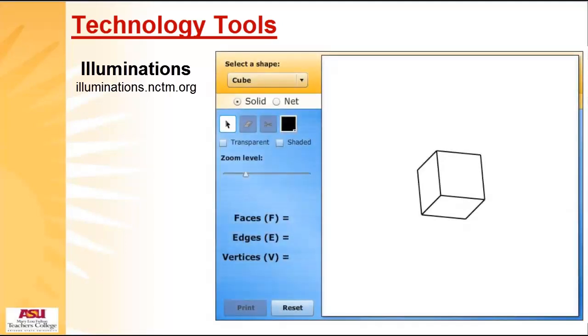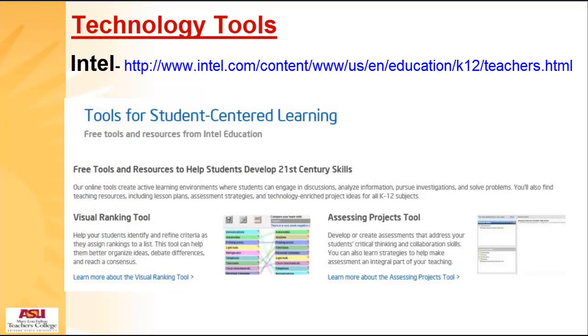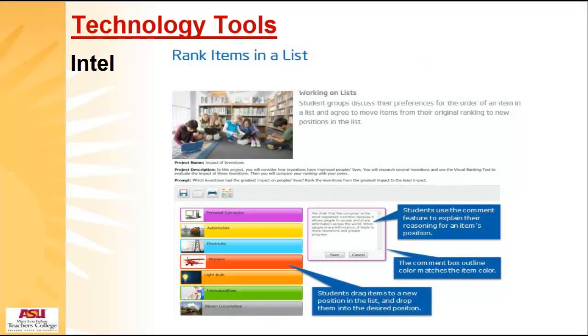Illuminations is a comprehensive math website from the National Council of Teachers of Mathematics. Like ReadWriteThink, it also offers several student interactives that can help students visualize and kinesthetically interact with math concepts. Geometric Solids is just one example of the math interactives offered here. Intel offers free online tools to help students critically think about content. The visual ranking tool in particular facilitates higher order thinking around a good question that a teacher can create for any content or subject area.